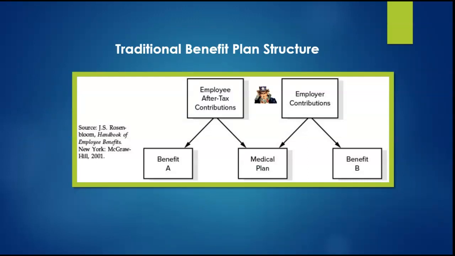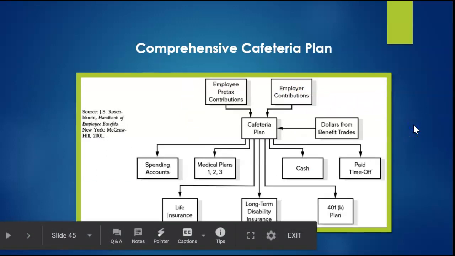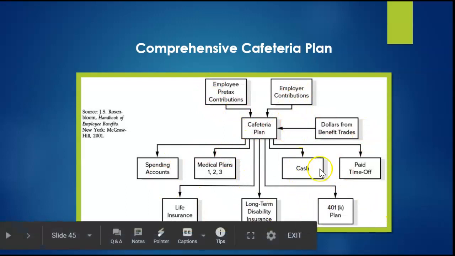So here's your traditional benefit structure. The employee after-tax contributions, benefit A, employer contribution, benefit B, maybe they're paying 100%, and then the medical plan that both the employer and employee are paying. The employee's paying after taxes. And this is kind of the comprehensive cafeteria approach, where we start to see some pre-tax contributions come into play, explaining exactly the same thing that I explained in previous slides.